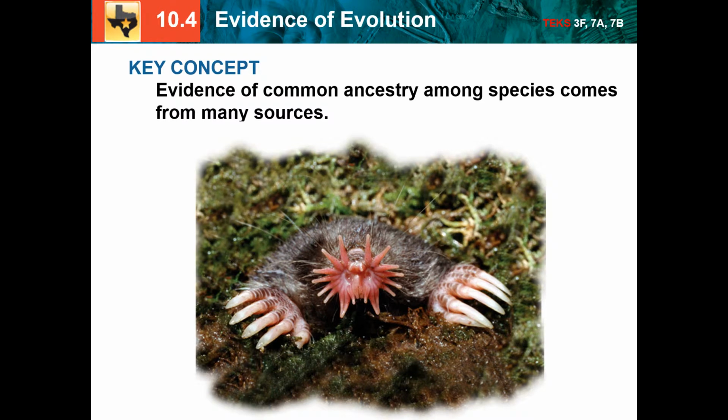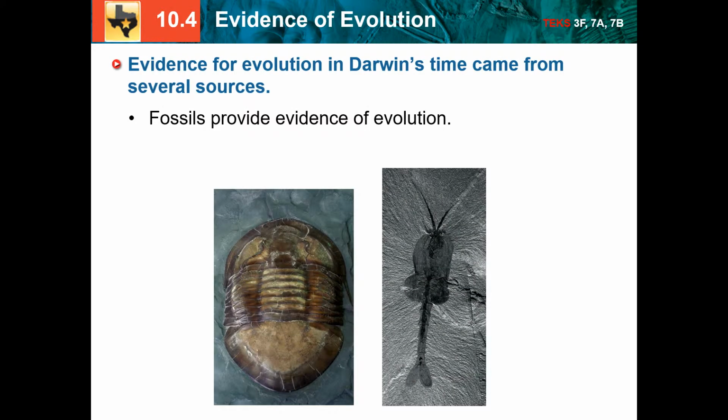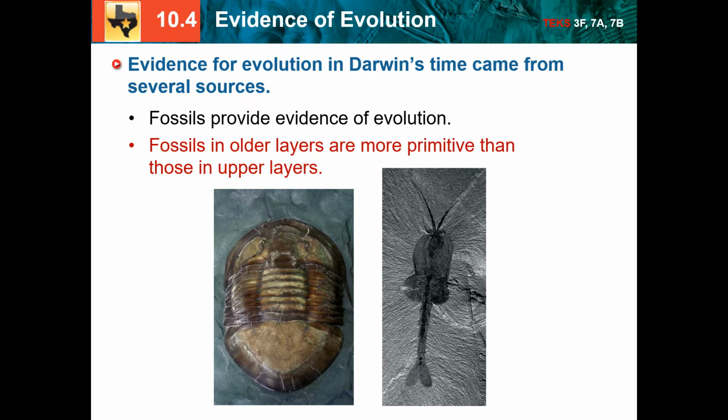This is chapter 10, section 4, and that's on evidence of evolution. The key idea here is that evidence of common ancestry among species comes from many sources. Okay, so evidence for evolution in Darwin's time came from several sources. The first one here is going to be fossils.